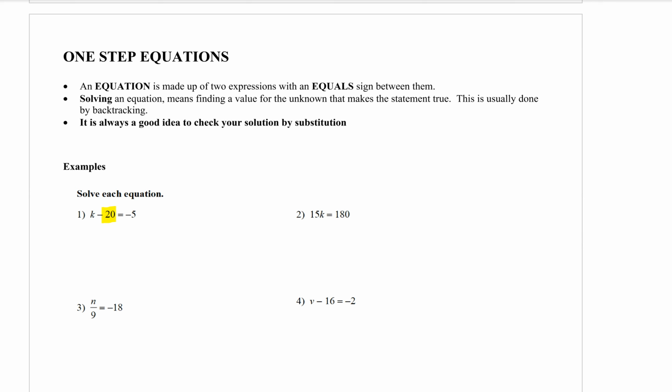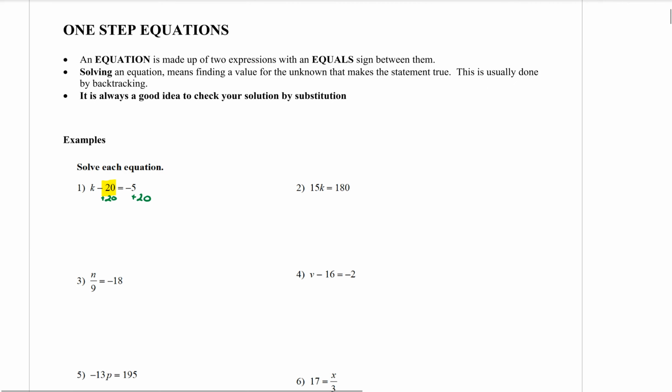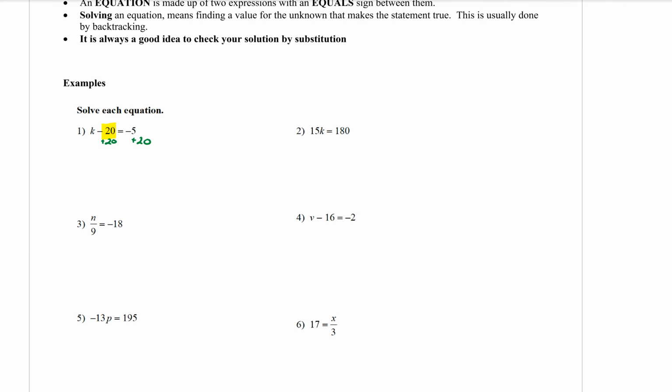So if I have got a minus 20 with the k, the opposite of a minus is to plus. So the instruction that I write down is to plus 20, and I put that underneath both sides of the equal sign. Can we write this? Yes, you always write what I write. Then that means that a minus 20 plus 20 cancels out, and that's how we get the k by itself.